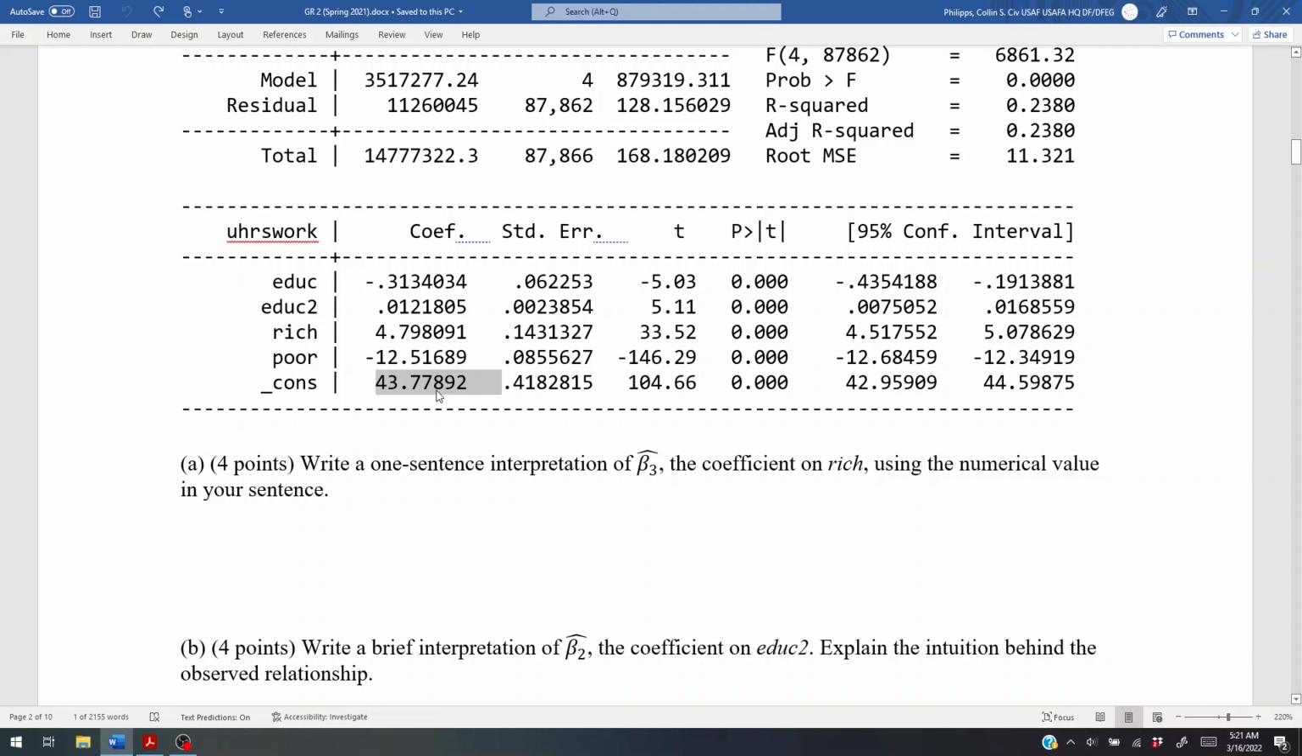If we add a dummy variable for mid-inc, that dummy variable would tell us the average difference between the middle income group and the baseline. The baseline in this model was the middle income group, so I don't want to know the difference between middle income and middle income, right? But I see that rich people are 4.8 hours a week more than the baseline group, which was middle income. Poor people are 12.5 hours per week less than the baseline group, which again was middle income.